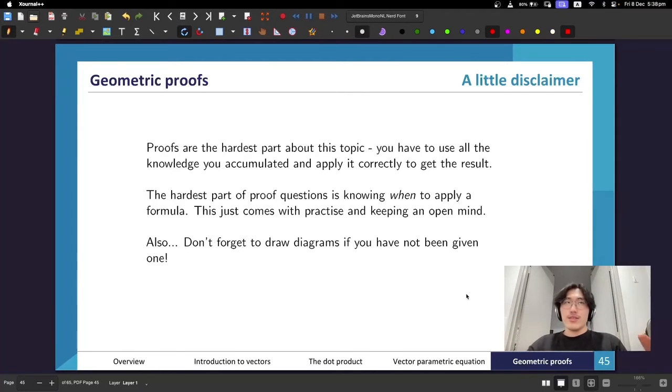Yeah, and as it says on the slide, the hardest part of proof questions is actually knowing when to apply a formula. And this only comes with practice and kind of making those neural links of like, I'm matching this pattern, I know what to use here, right? And yeah, always draw diagrams, super important.